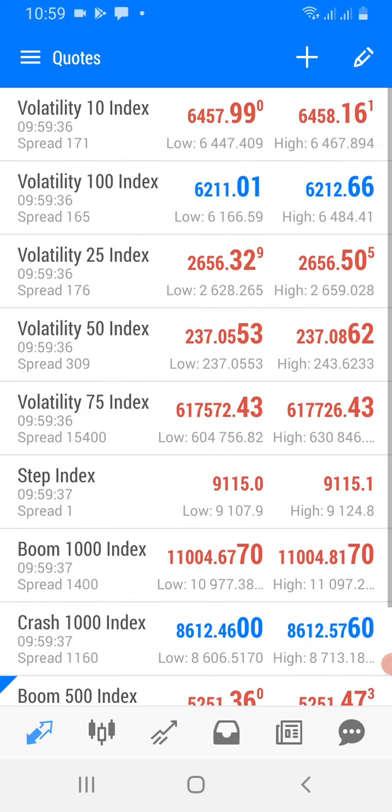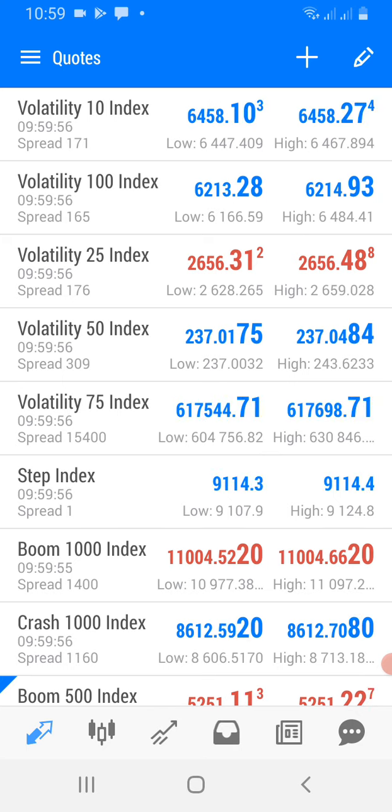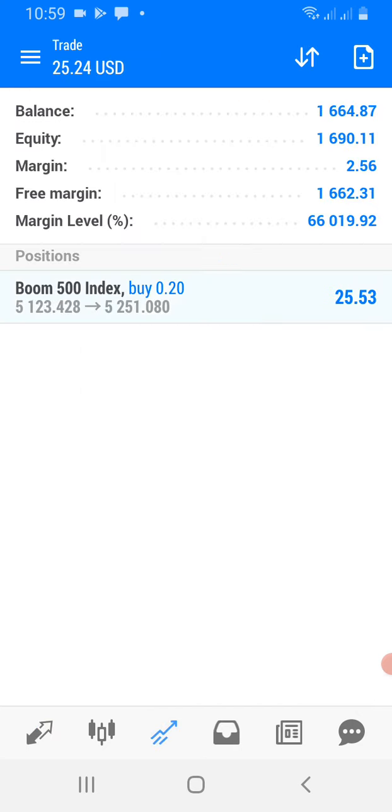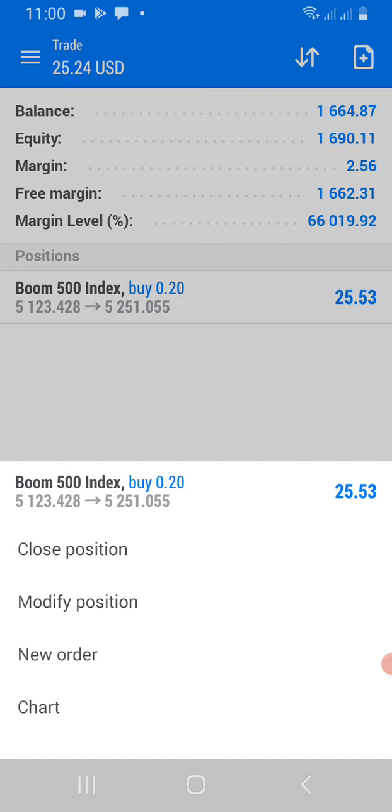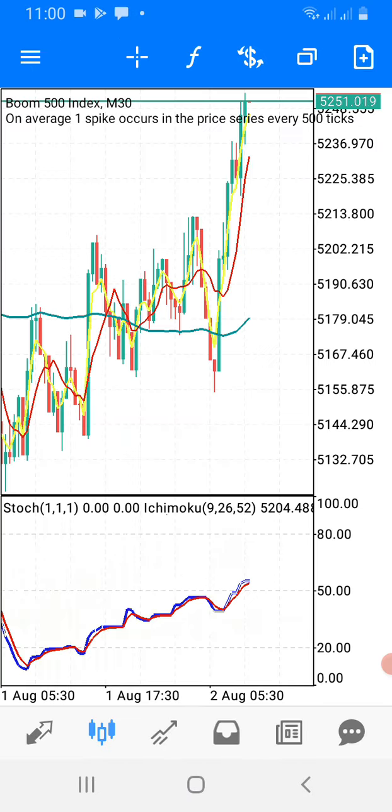As you all know, I give strategies on how to trade synthetic indices, crash and boom, and step index and all volatility indices. So, guys, I'm going to show you today how to trade step index. This strategy I'm about to show you is very powerful and very profitable for step index. I'm going to show you now how you can make money trading step index.